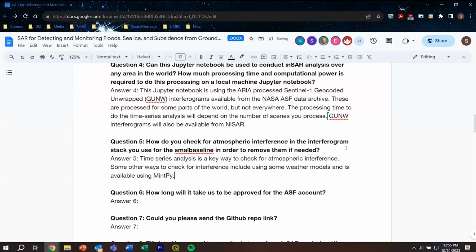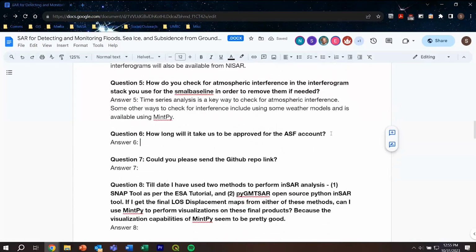Okay, so the next question, how long will it take us to be approved for an ASF account? I don't know the exact time. If 1,000 people suddenly apply today, I think it'll take a while, maybe a week or two. Usually it's just a day or two, but if a lot of people are applying on the same day, it could take much longer.